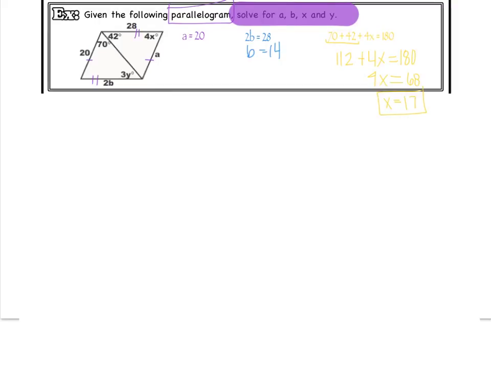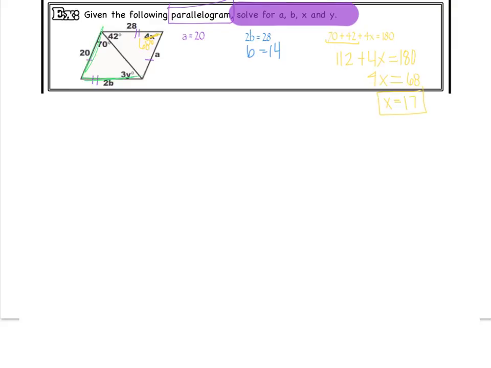Well, I'm going to go ahead and plug in 17 for x, because I do know what that is. So 4 times 17 is 68. So I do know that this angle right here is 68 degrees. Let's see what else. So I need to somehow get down here. Well, I noticed this triangle right here. So I'm just going to kind of draw that out.